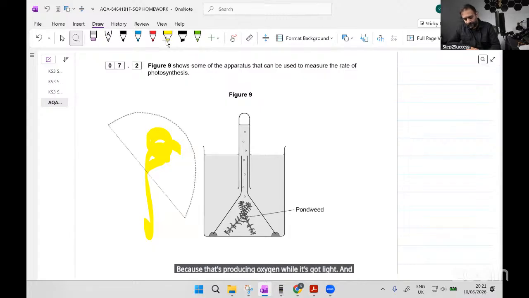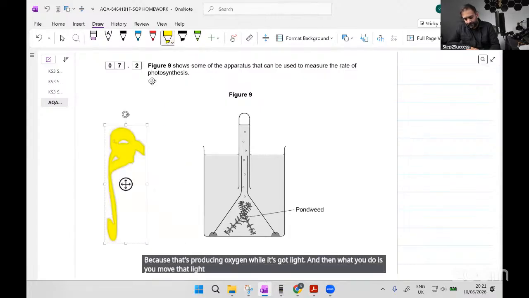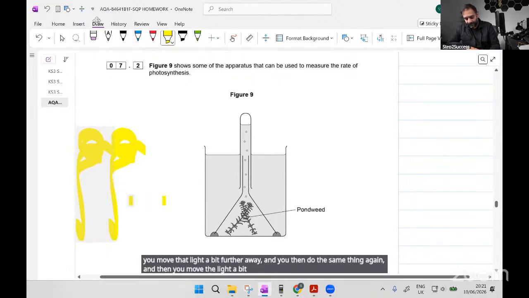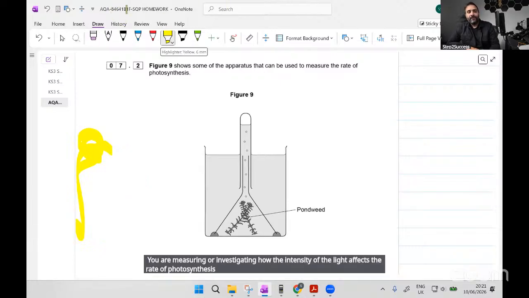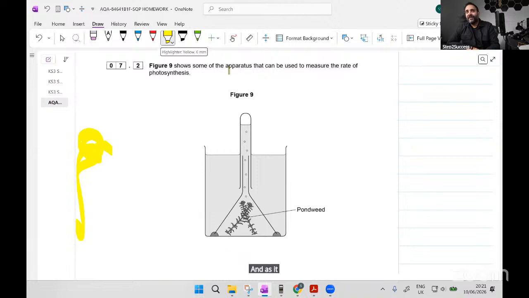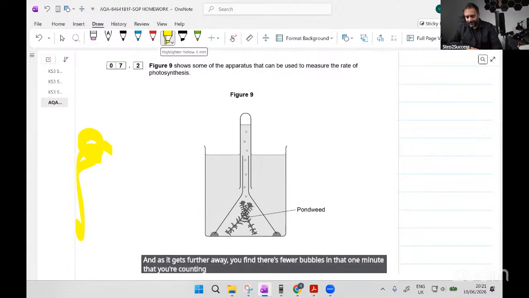And then what you do is you move that light a bit further away, and you do the same thing again, and then you move the light a bit further away, and you do the same thing again. You are investigating how the intensity of the light affects the rate of photosynthesis, because as it gets further away, you find there's fewer bubbles in that 1 minute that you're counting for, or 2 minutes, whatever it is, as long as it stays the same.